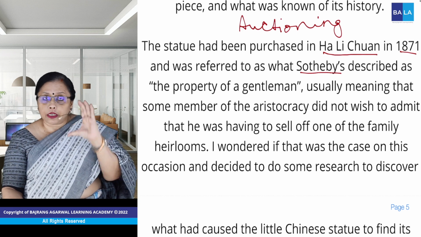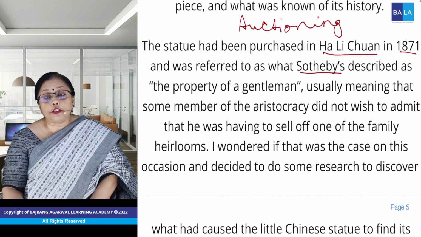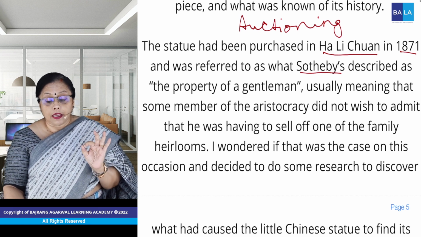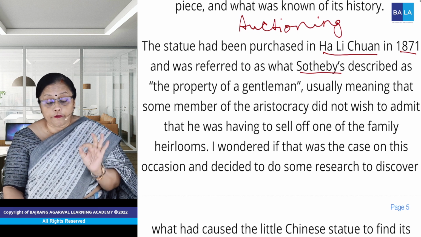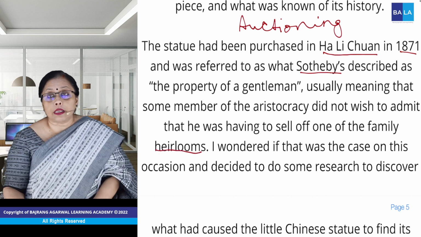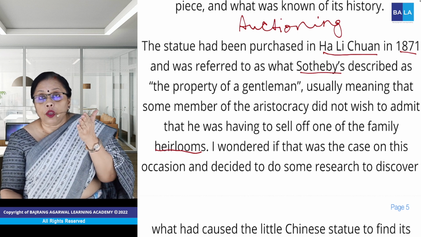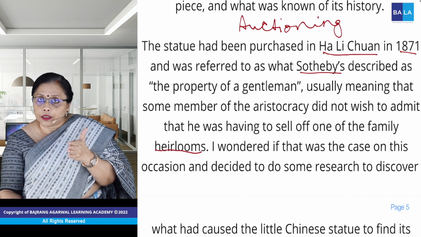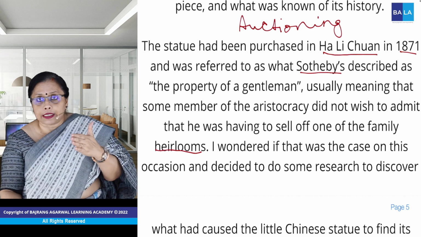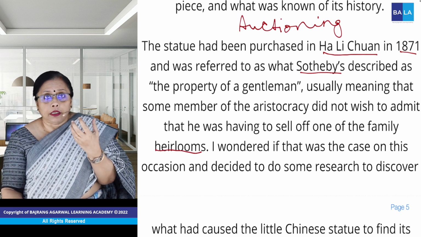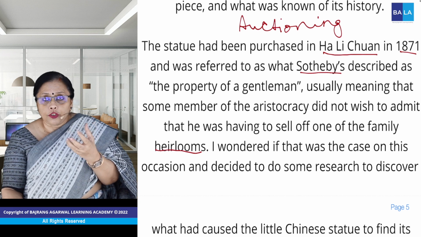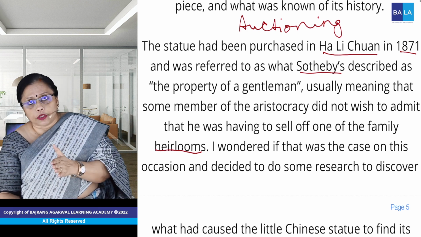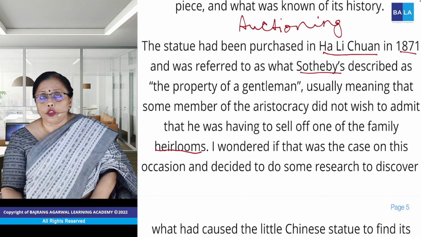Sotheby refers to this particular Chinese statue as the property of a gentleman, usually meaning that some member of the aristocracy did not wish to admit that he was having to sell off one of the family heirlooms. Heirlooms is something, some khandani thing which comes from one person to another, from one generation to another generation. Another generation gets it as a gift or something which the mother-in-law, the mother or the grandmother will pass on. Something which is passed on from one generation to another generation.